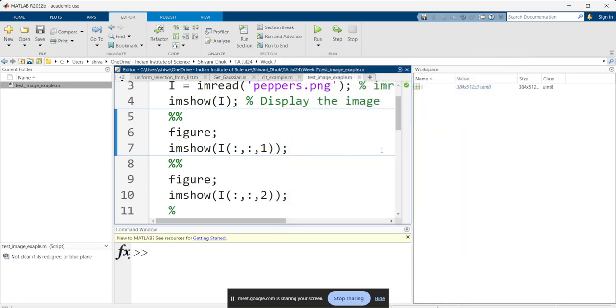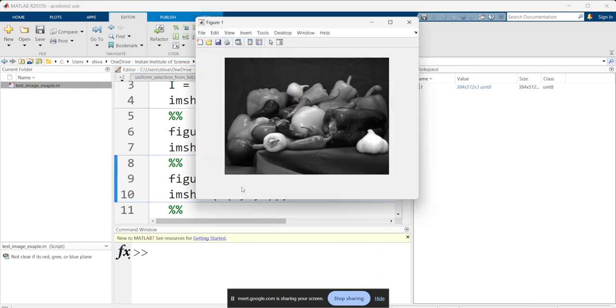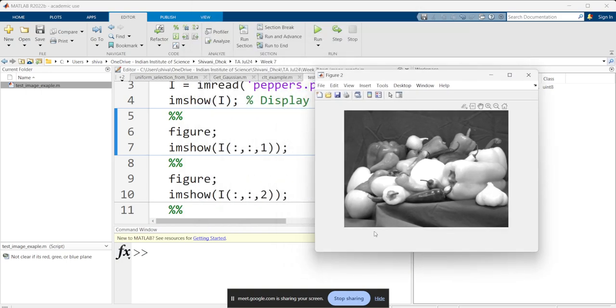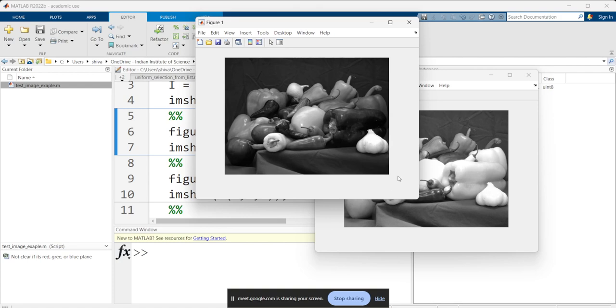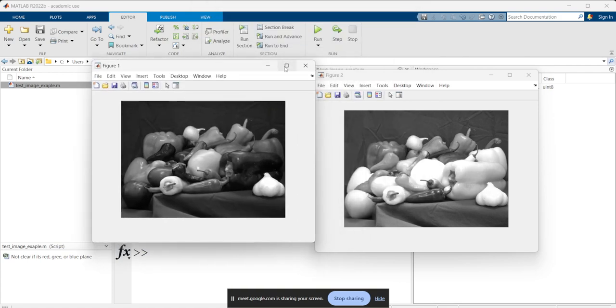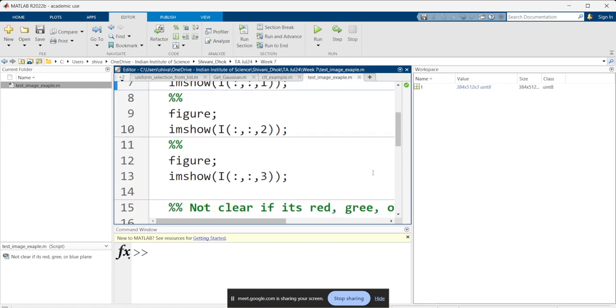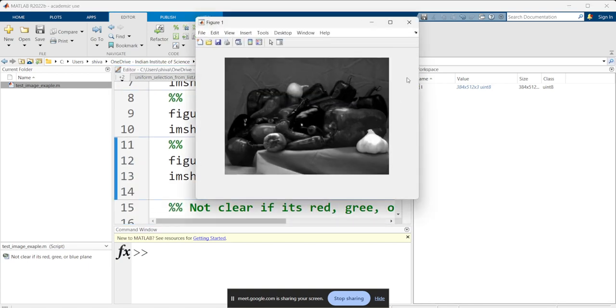Same thing I can do with the second plane. Again, it is showing gray, but it is a little bit different. If I see the first one and the second one simultaneously, these two are different images, so something is different in both of them that we are not able to figure out. And then we have the third part. Again, there is something here, but we are not able to understand what difference it is making.